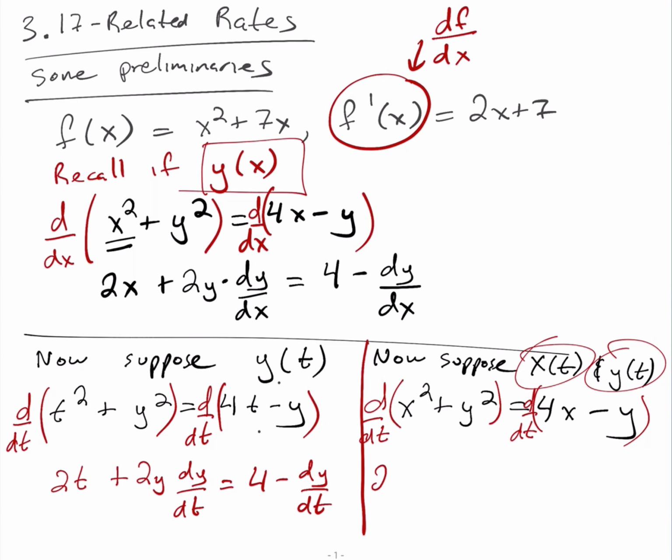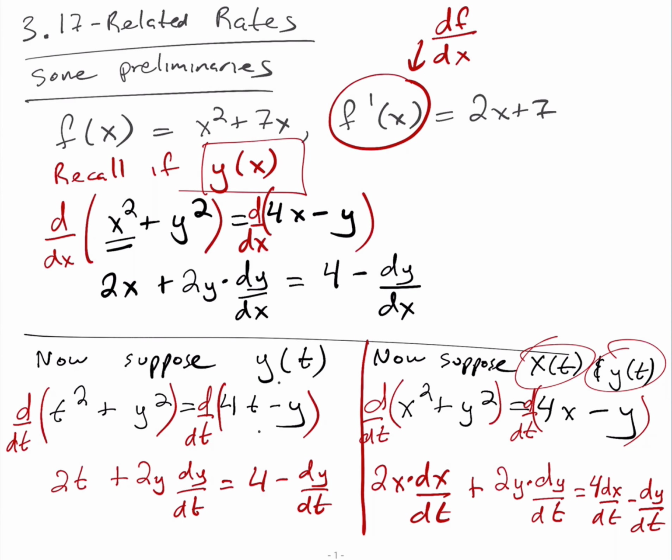2x times the derivative of x with respect to t, right? Because x is a function of t. Does that make sense? Okay, and then plus 2y times the derivative of y with respect to t, right? Because again, we're getting the derivative with respect to t. Yeah? And then what does that equal to? 4 times the derivative of x with respect to t minus the derivative of y with respect to t.